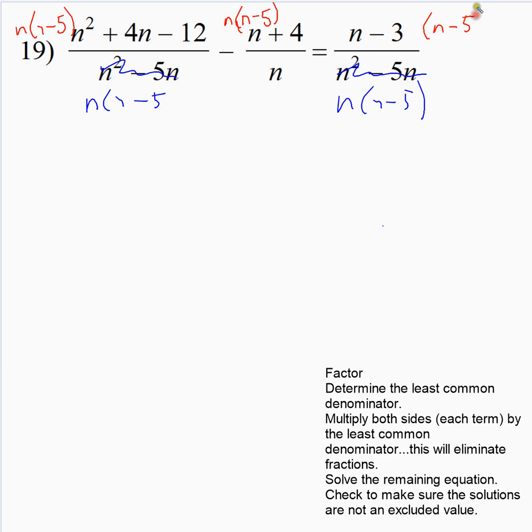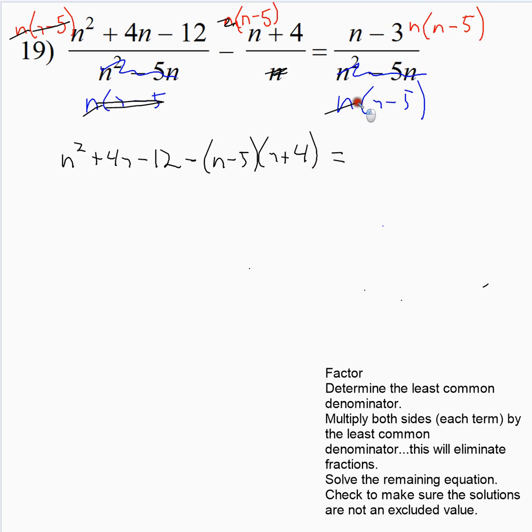Whoops, forgot the n. And so in our first term, n reduces with n, n minus 5 with n minus 5, and we are left with n squared plus 4n minus 12. Then we have a minus sign. N reduces with n, and we end up with an n minus 5 times an n plus 4. And on the right side, n reduces with n, n minus 5 reduces with that. We're just left with an n minus 3.